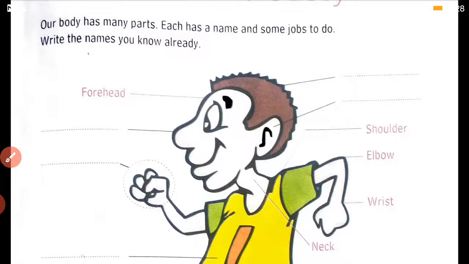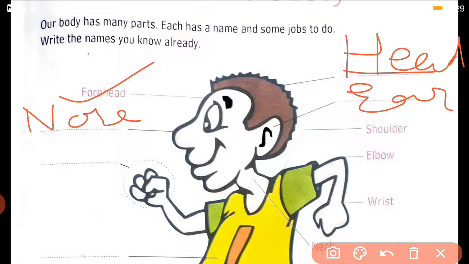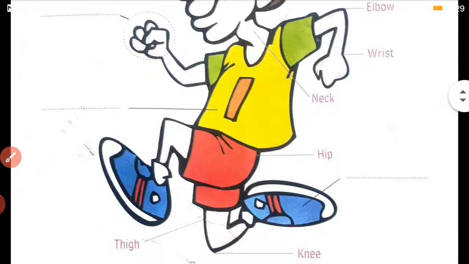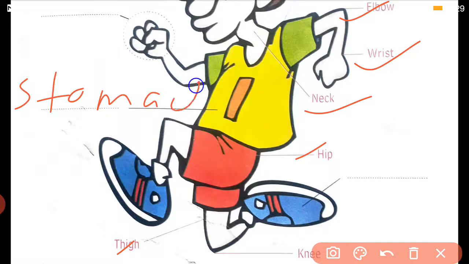Like here, first one, forehead. This is what? This is the head. So you're going to write head. Nose. This is ear. Hand. Then these are already written: elbow, wrist, neck, hip, thigh. This is the stomach. And this is the foot.